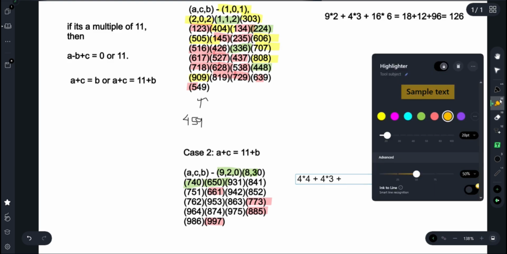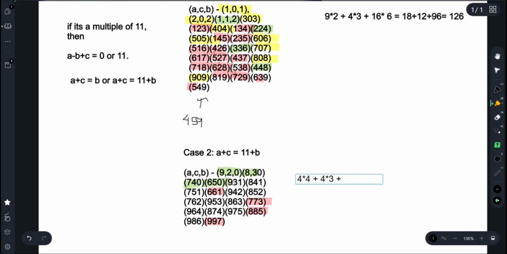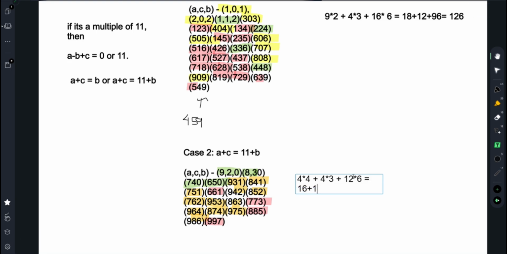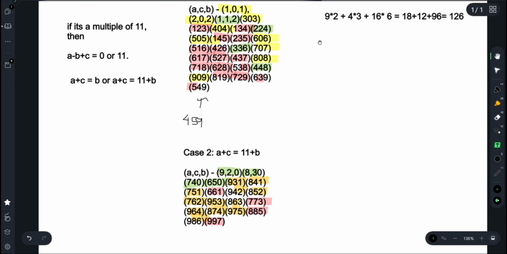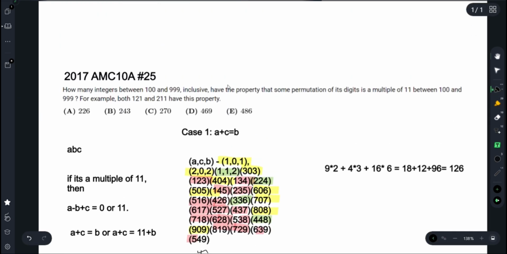We do 1, 2, 3, 4, 5, 6, 7, 8, 9, 10, 11, 12. So this is just 16 plus 12 plus 72, which is equal to 16 plus 84, which is equal to 100. So our total is just 126 plus 100. So the answer is 226. Thank you for watching.